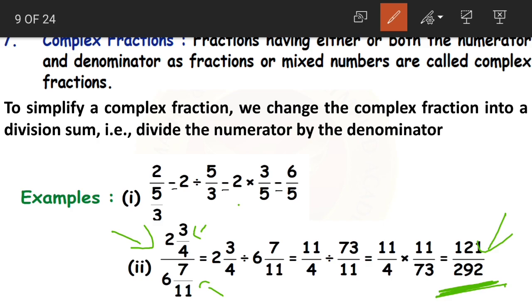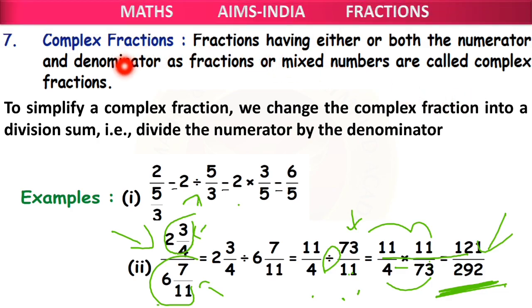Is this clear, students? First step, if any of the numerator or denominator are mixed numbers, then first convert them into fractions, and the next step will be to write in the form of division. Then we replace the division symbol with multiplication and write the reciprocal of the second fraction. Then multiply the numerators divided by multiply the denominators. Yes, this gives us our simple fraction. Clear, students? This was about converting complex fractions into simple fractions.